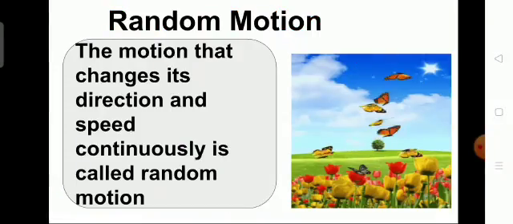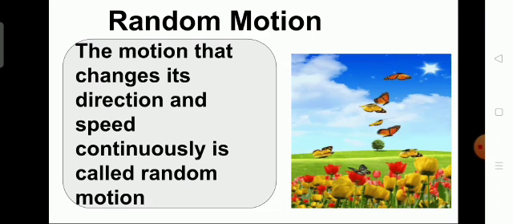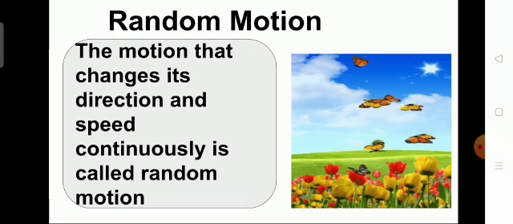Now, random motion. The motion that changes its direction and speed continuously is called random motion. Have you seen butterflies moving around the flowers? Yes. Do the butterflies move in a specific direction and at a constant speed? No. The motion of the butterflies around the flowers is random motion.